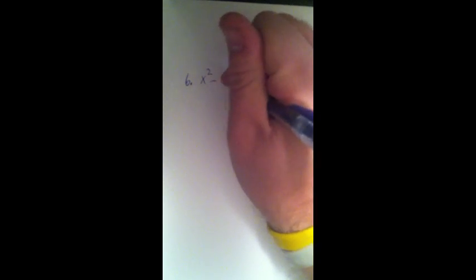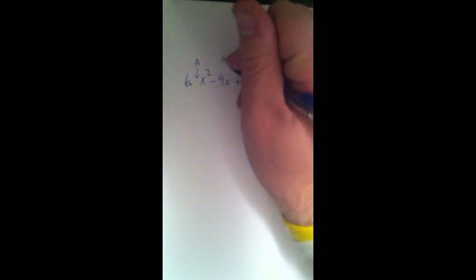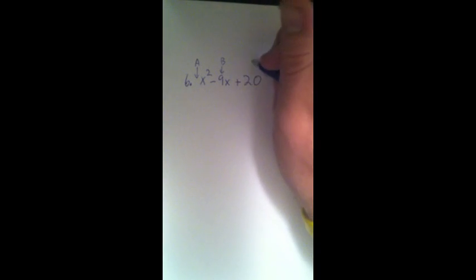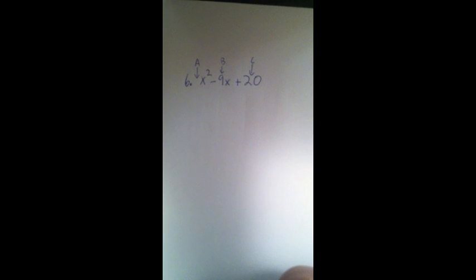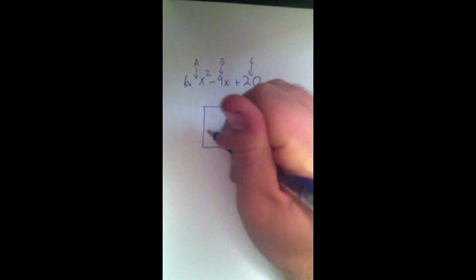All right, question number 6. It's just a little bit different than before because now we have a subtraction sign in there. So it's x squared minus 9x plus 20. Let's label our coefficients. A is 1, B is negative 9, and C is 20. Draw the box and place the appropriate terms in their boxes.